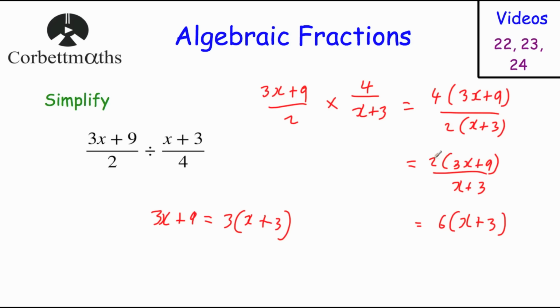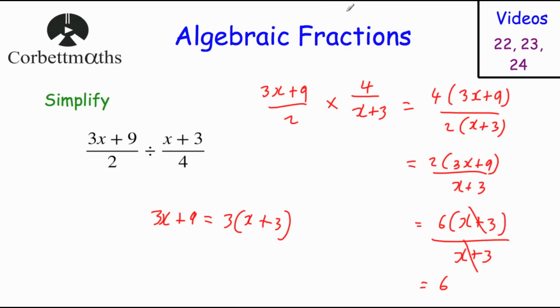Another way to look at it is if we take the 3 out, we could do 2 times 3 is 6, and that's why there's a 6 in front there. But that's divided by x plus 3. Now another thing to notice is we've got x plus 3 on the numerator and the denominator, so we can cancel those out. So the answer would just be 6. And I think that's fantastic. We had this complicated algebra, and the answer would just be 6.